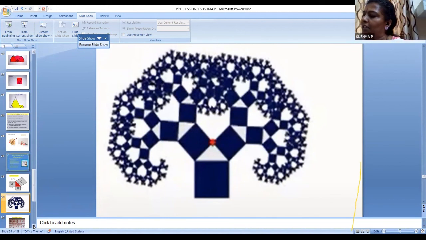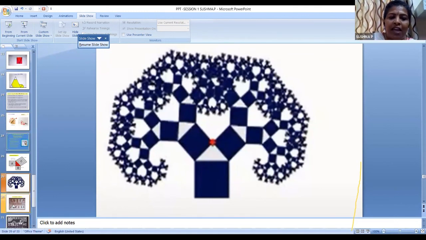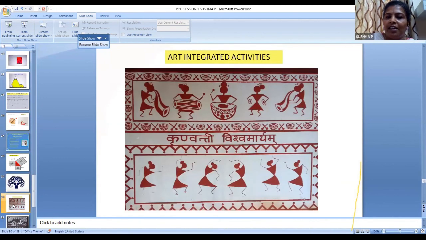How much time is left? Oh, it's almost time. So just go through some of the activities that they did for art integration. What is this? Can you tell me what kind of art is it? It's called Worli art. Worli. Okay. Worli art.